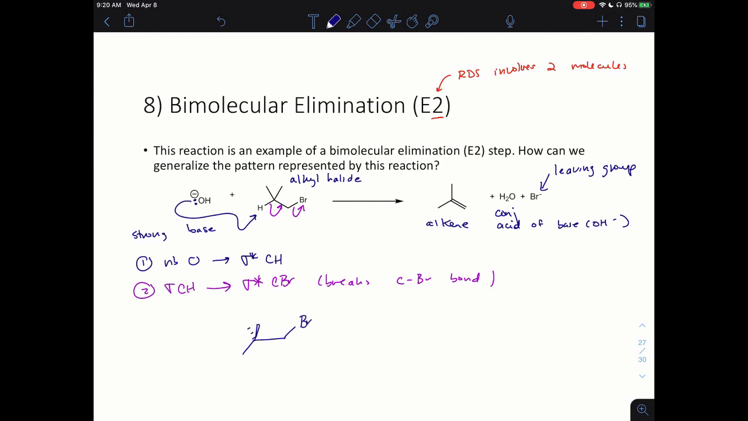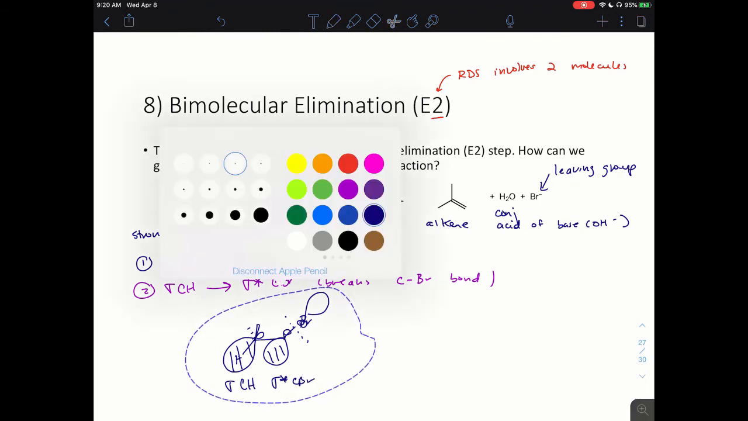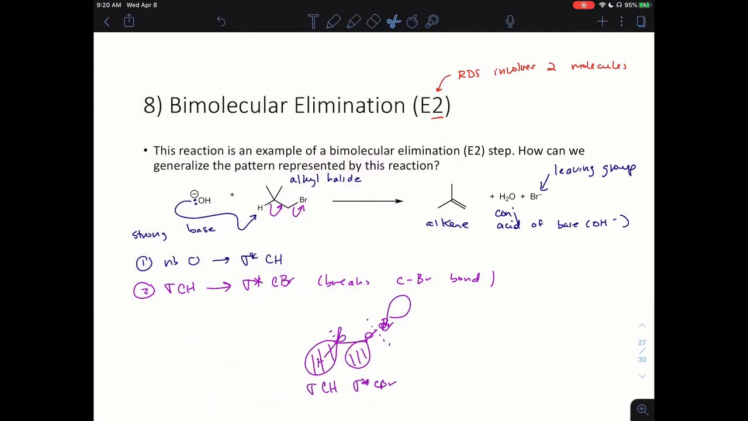And by sort of, I mean very. So here I'm drawing out sigma CH and sigma star CBr. So technically, this is our second. These are our purple steps. So I'm going to change that. All right, so this is our step 2. And we can look at step 1 as well.